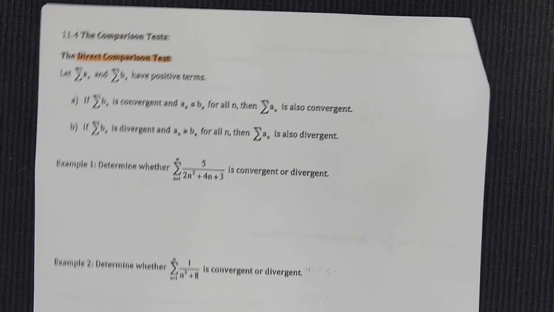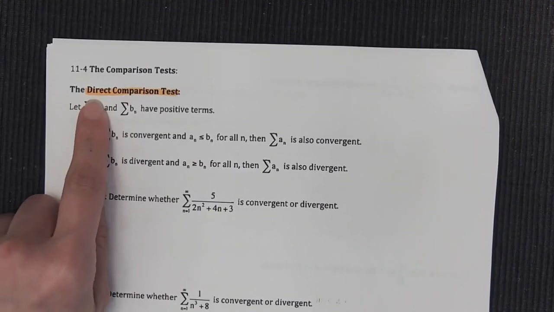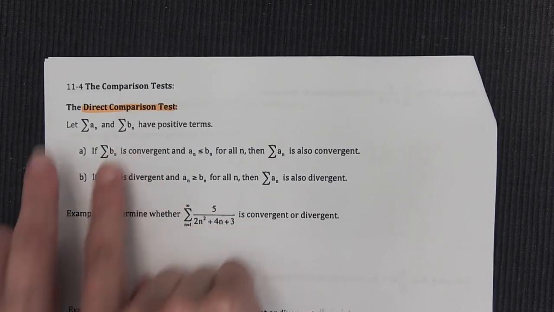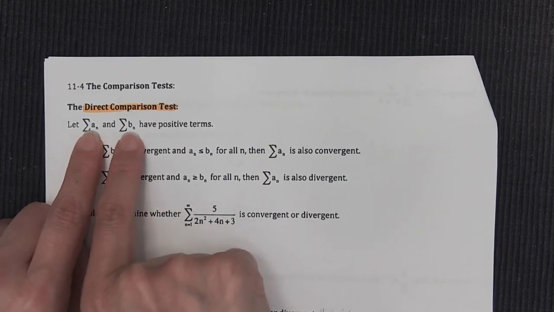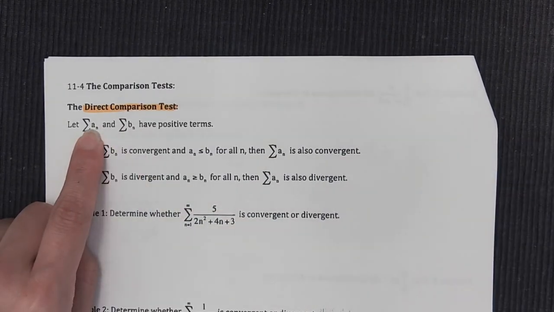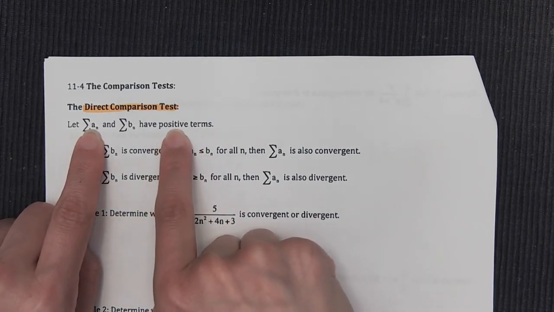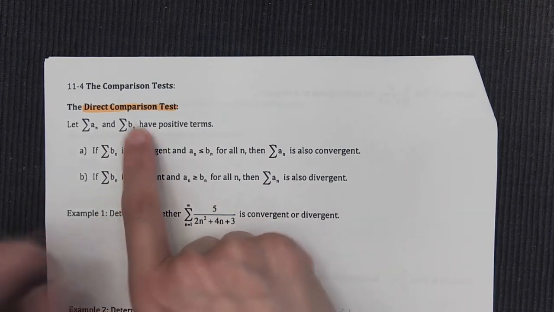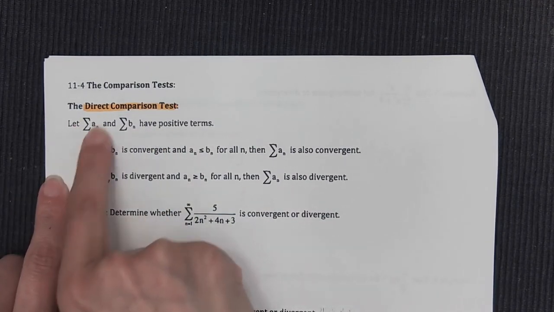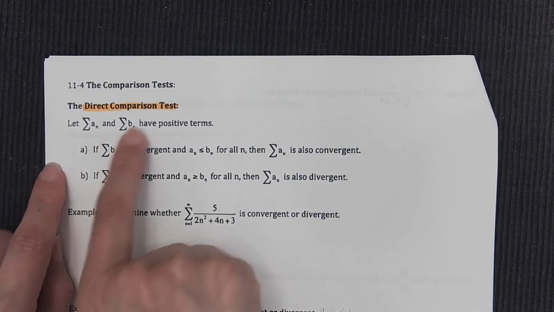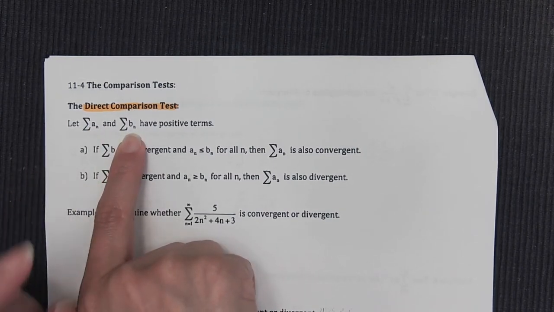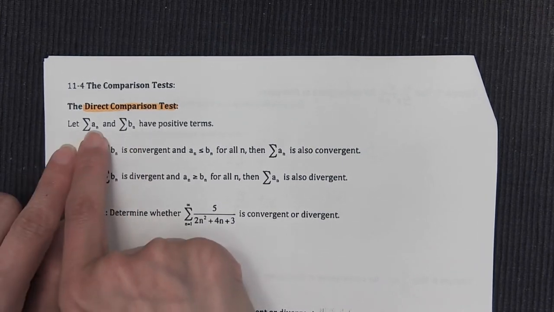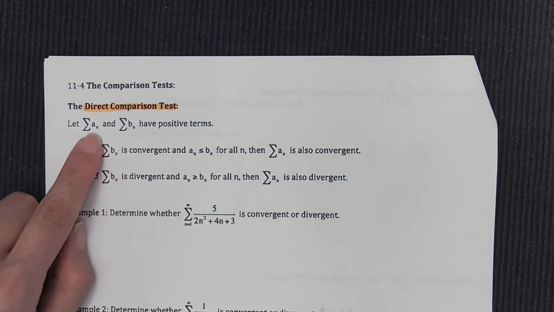All right. So how do you do the direct comparison test? What's a direct comparison test? Again, both have to be positive. That's the only condition you need. Both have to be positive. Then, okay. A of n, this is your question. B of n, this is you going to make it yourself. I will show you how to make it yourself. But A of n is always your original question given.